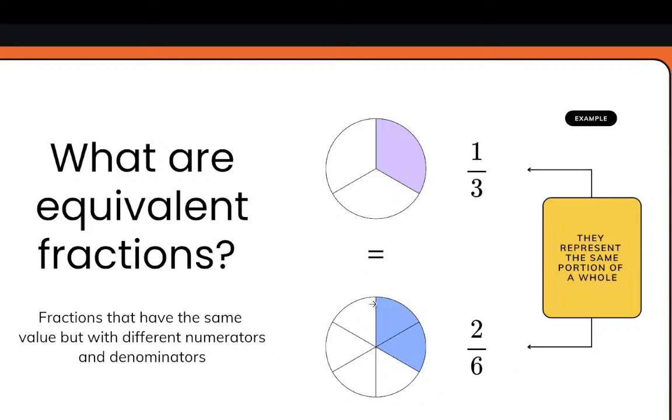Let's say I cut a sandwich in half. I eat 1 piece, okay? I ate 1/2. Now, imagine I cut that same sandwich before I ate it into 4 pieces instead. If I eat 2 pieces of the sandwich, that means I've eaten 2/4. Did I eat more sandwich? No, because 1/2 equals 2/4. They look different, but they represent the same amount of food. That is what equivalent fractions are.